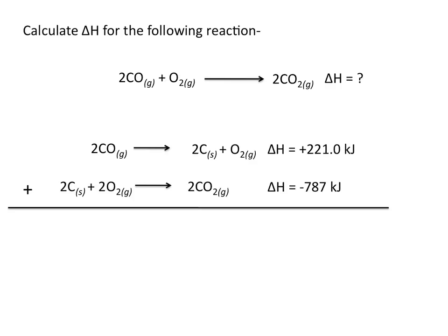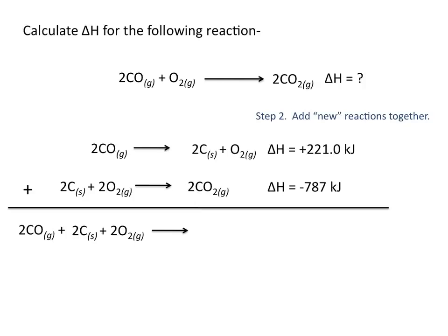And what you're going to do now is add these 2 equations together, keeping everything on the reactant side and everything on the product side on the product side. So in my new equation, I have 2CO plus 2C plus 2O2 gives me 2C plus O2 plus 2CO2. And because I added the reactions together, I'm going to add the delta H values together. So the delta H value for this equation is negative 566 kilojoules per mole.